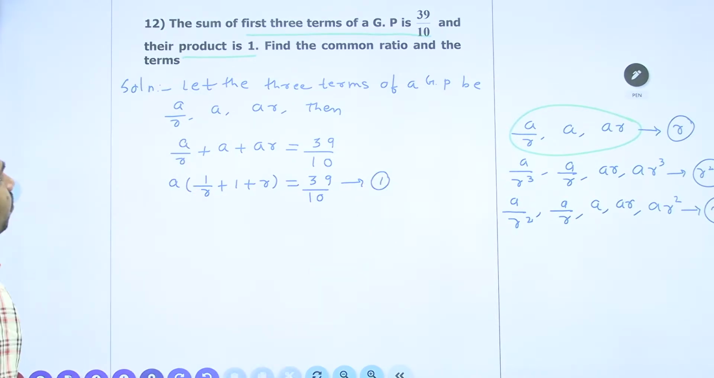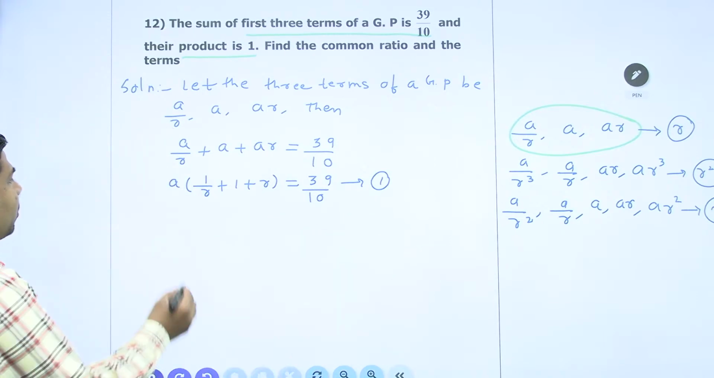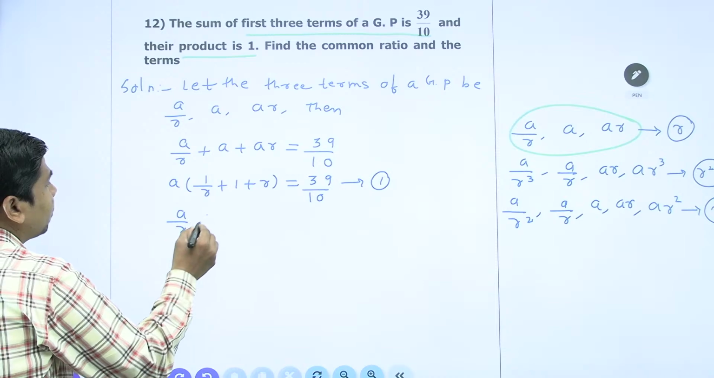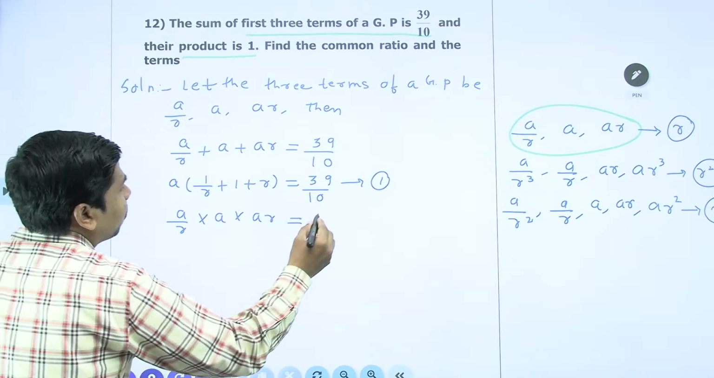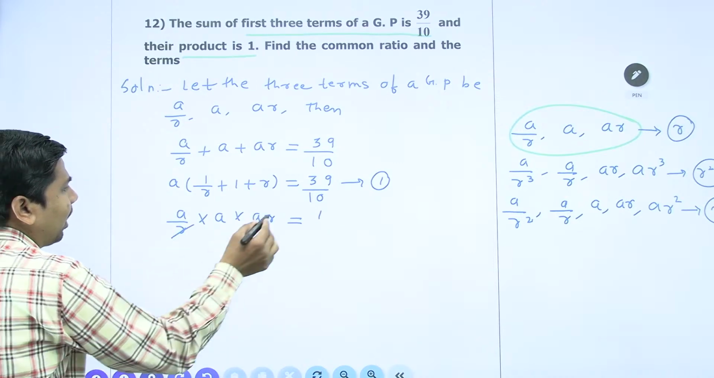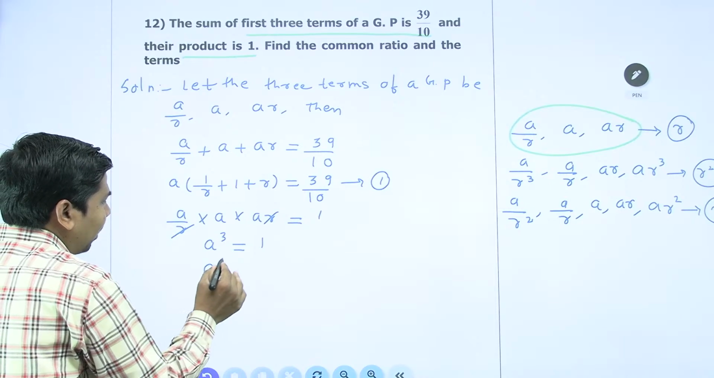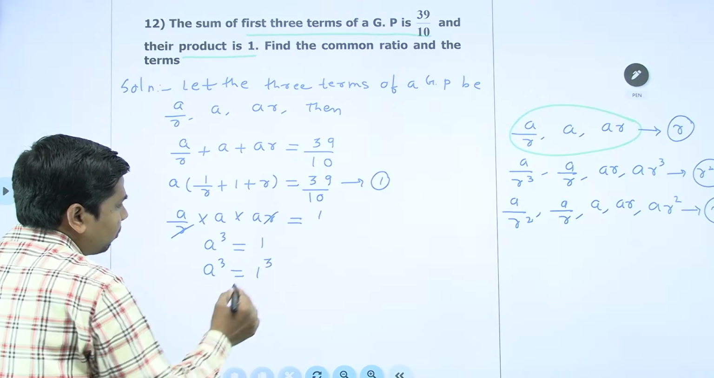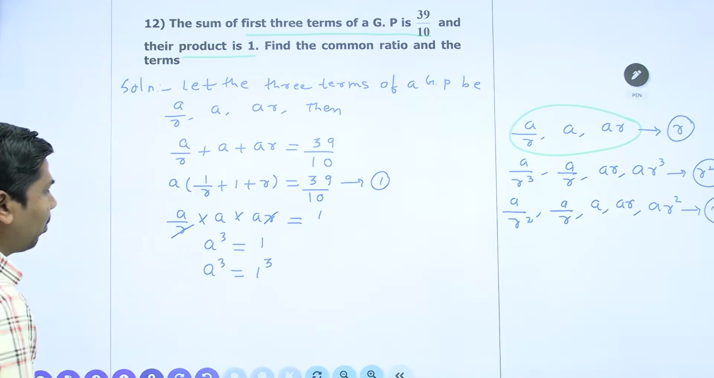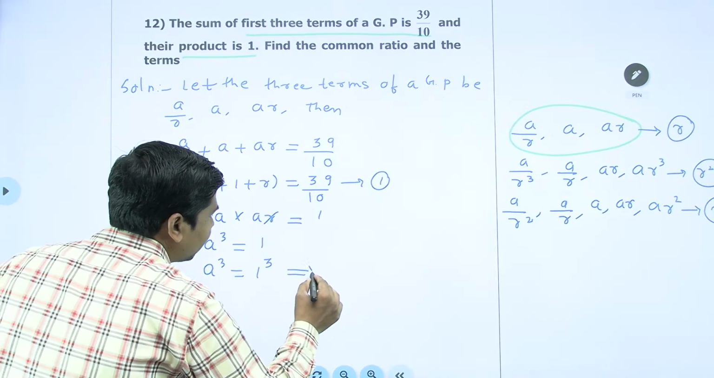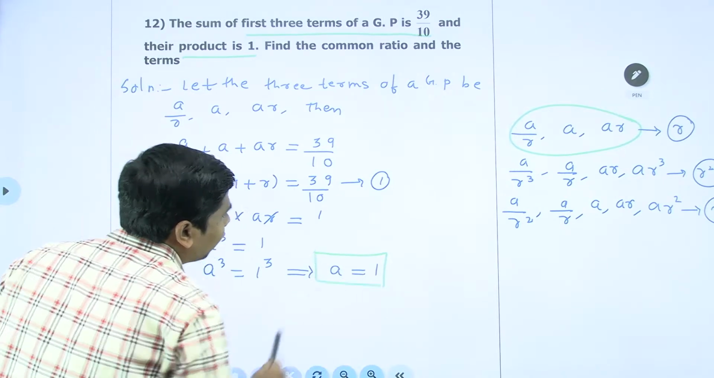Again, the product is equal to 1. Product means multiply all the terms. That is A by R into A into AR, product equal to 1. So R and R get cancelled. A cube equal to 1. We can also write it as 1 cube. So we can compare the base, that is A equal to 1. This implies the value of A equals 1. So the A value we got as 1 very easily.